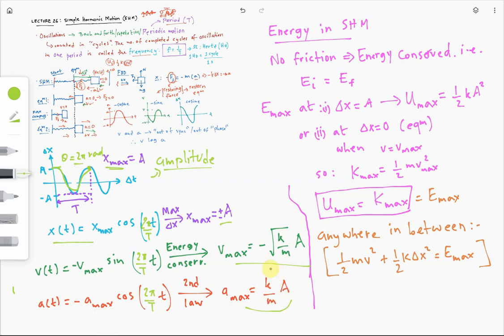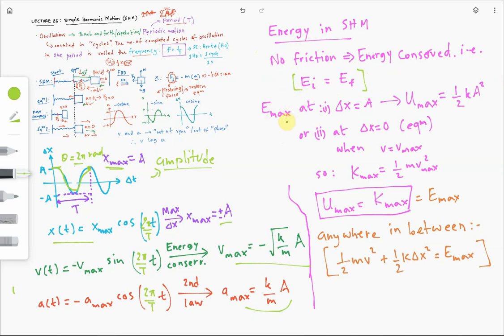Alright, now let's look at energy conservation. If there is no friction or any other dissipative forces, then energy is conserved. That is not only true for simple harmonic motion, but any kind of motion in general, because energy, as we know, cannot be created or destroyed. It can only be transferred and transformed from one point to another, or one form to another.